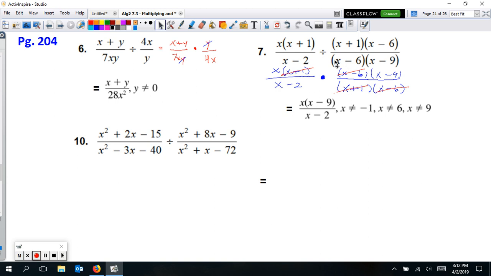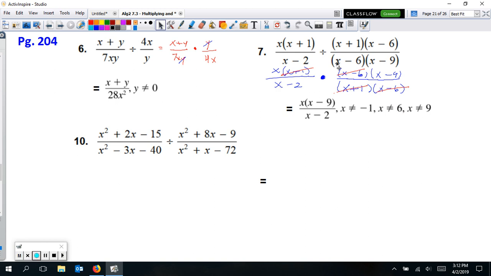It can't be 6. It can't be 9 either. So that one's from our original one. So there's the 6 and the 9. But now when we flipped it, it can't be negative 1 either. That's why we got to put a negative 1 in there also. And it also can't be 6, but we already have that one.